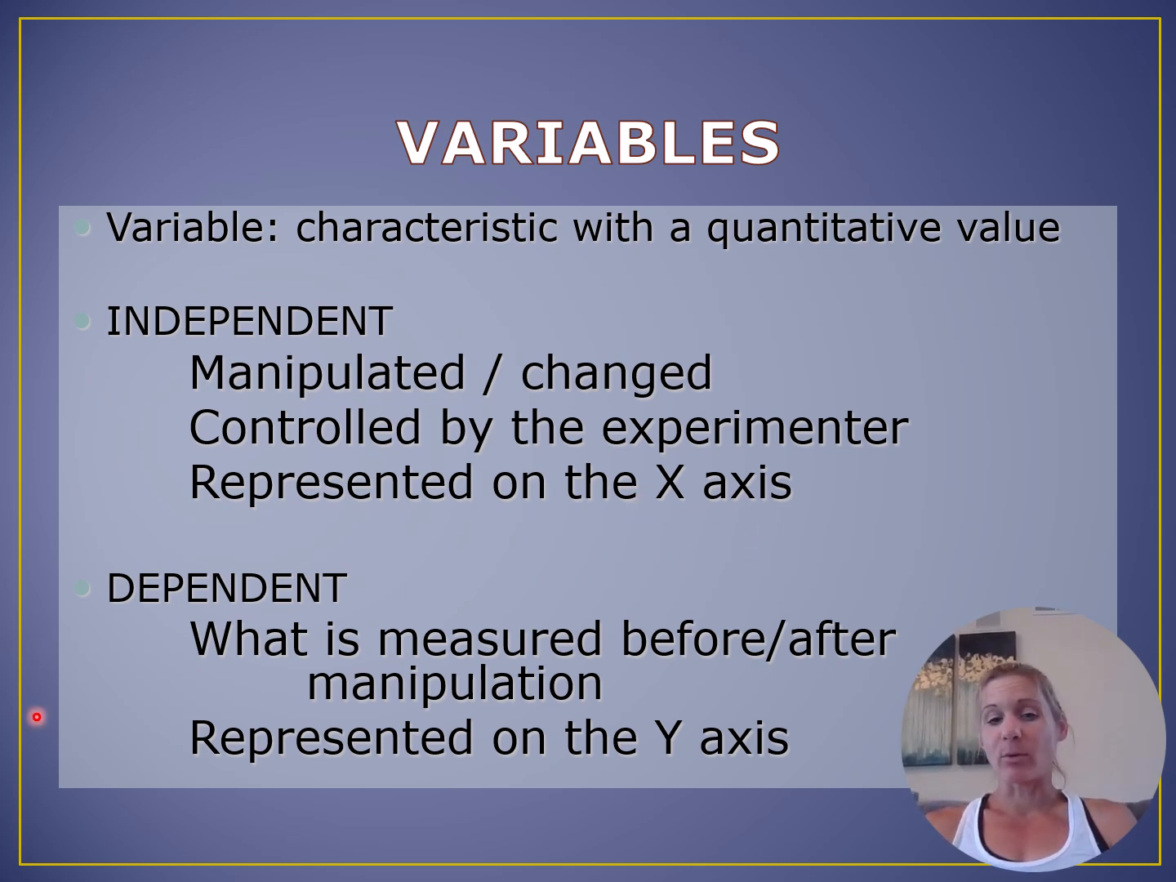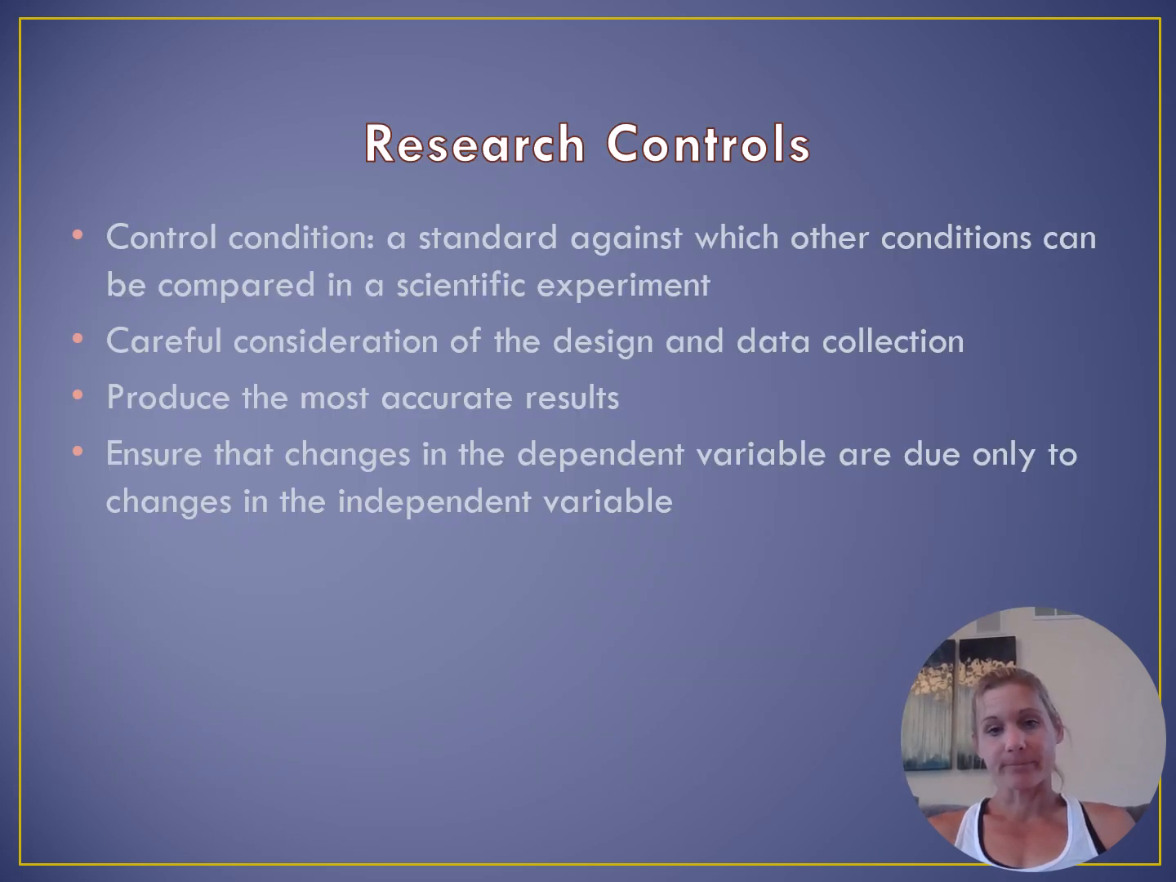Okay, the dependent variable is what we're measuring. So in our particular example, our dependent variable was 5K performance or 5K time. Okay, so that's what we're measuring after we've manipulated our subjects by giving them caffeine. And this will be represented on the y-axis.